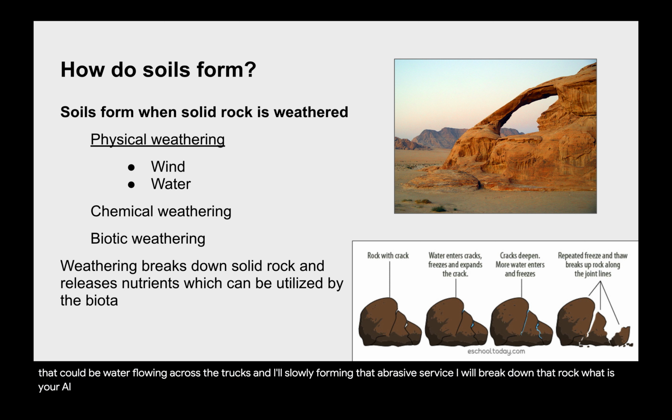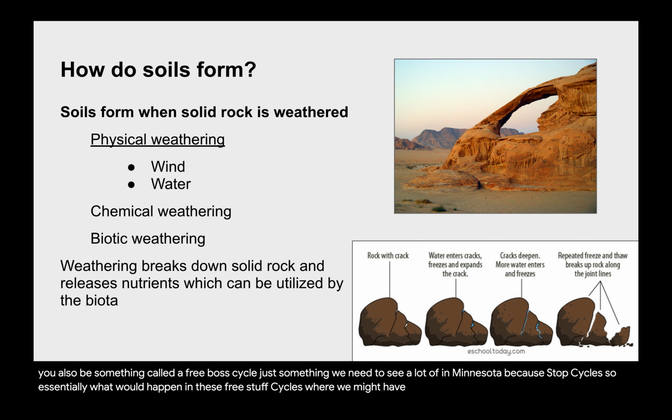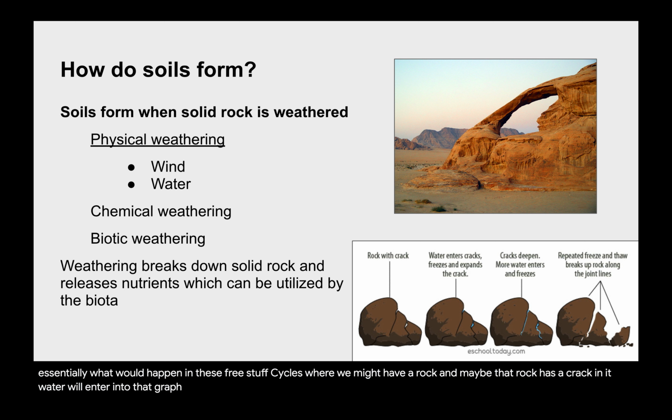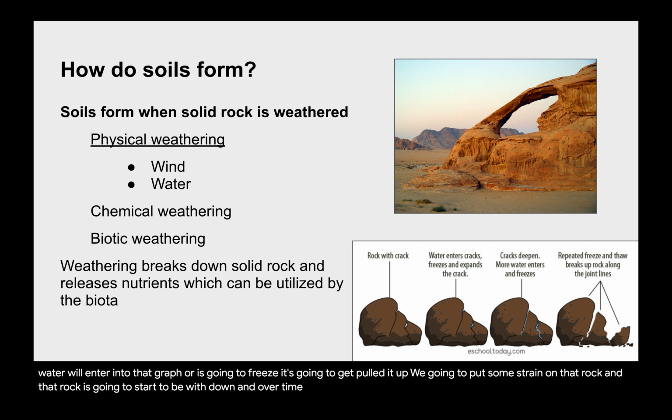But it could also be something called a freeze-thaw cycle. It's something we see a lot of in Minnesota because we have these winters with a lot of freeze-thaw cycles. So essentially what would happen is we might have a rock, and maybe that rock has a crack in it. Water will enter into that crack. Water is going to freeze when it gets cold enough, and when the water freezes, it's going to expand. That's physically going to put some strain on that rock, and that rock is going to start to break down. Over time, we can break this rock into smaller and smaller pieces. So that's physical weathering, physically breaking that rock apart.